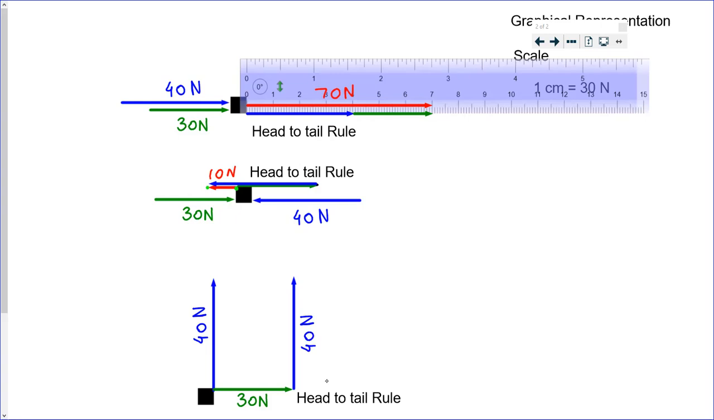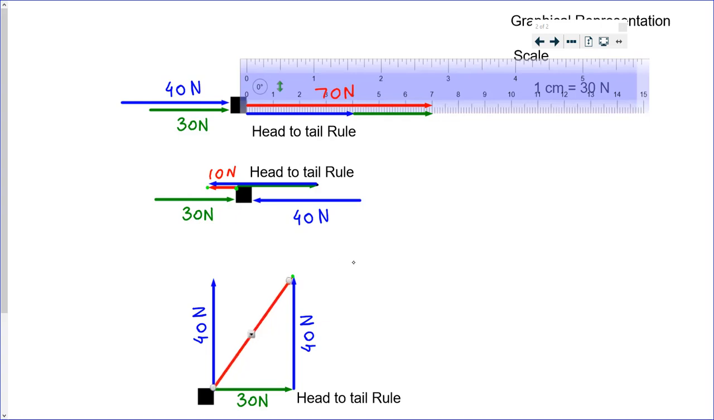Got it? So that's what we do. We join the tail of the first vector with the head of the last vector. So that is our resultant. For this particular question, we can use Pythagoras. Why? Because our vectors make a right angle triangle.